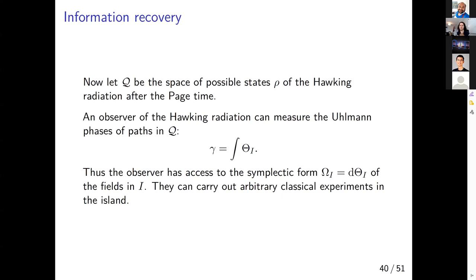The integral of the symplectic potential. Actually, if you know the integral of the symplectic potential around any curve in a space, that's the same as knowing the symplectic form everywhere in that space, because you can consider the integral of the symplectic potential around arbitrarily small curves, and there's a relationship between that and the symplectic form. And that's pretty much what it means to be able to carry out an experiment.